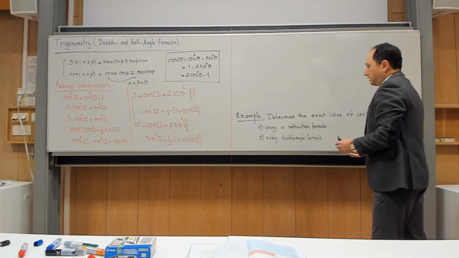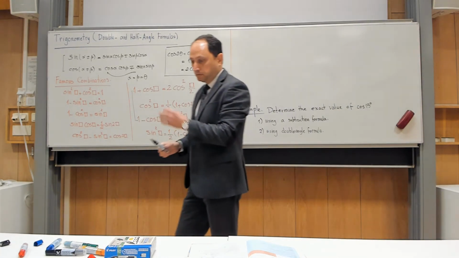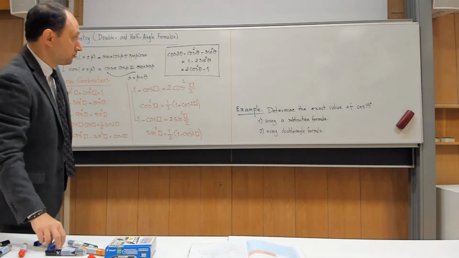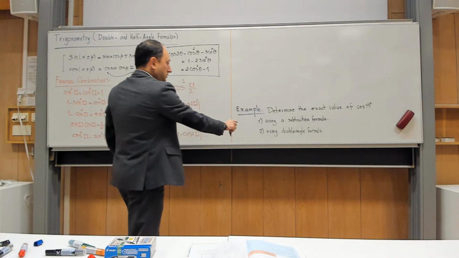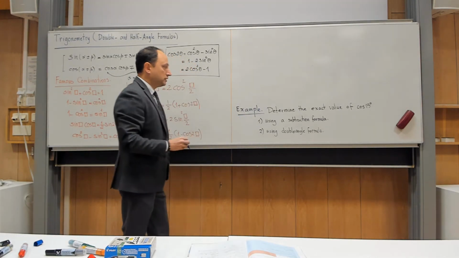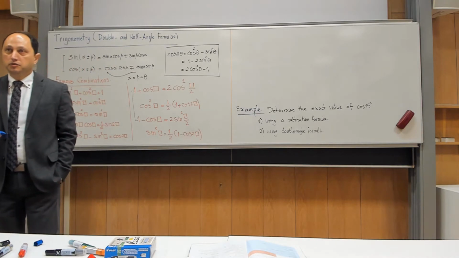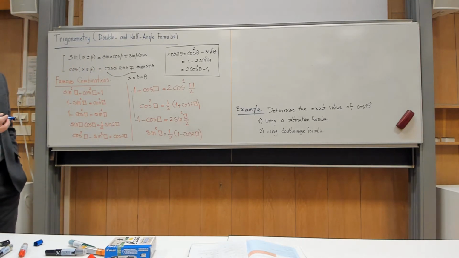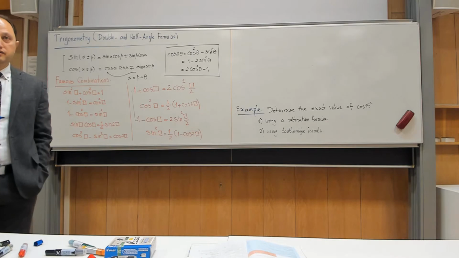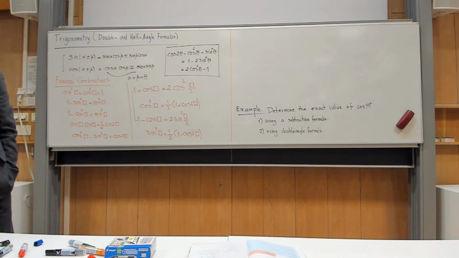Okay, so do you remember, can you help me to solve the first one? This is just a repetition of what we learned before. If I want to use a subtraction formula for calculating cosine of 15 degrees, what can I do?